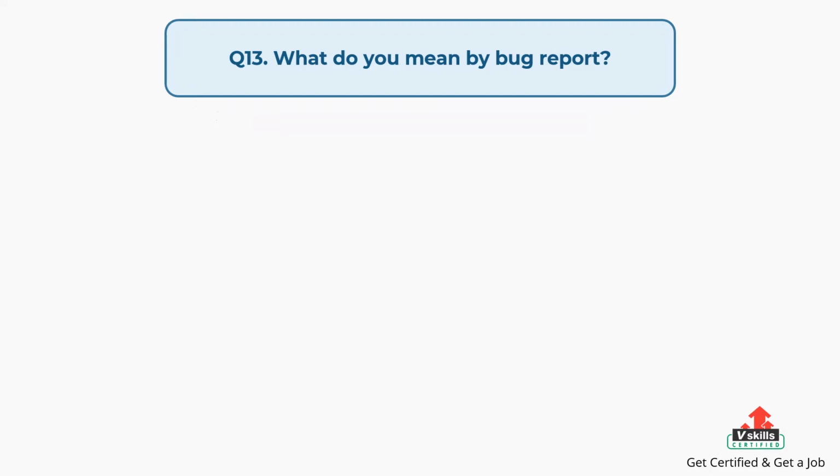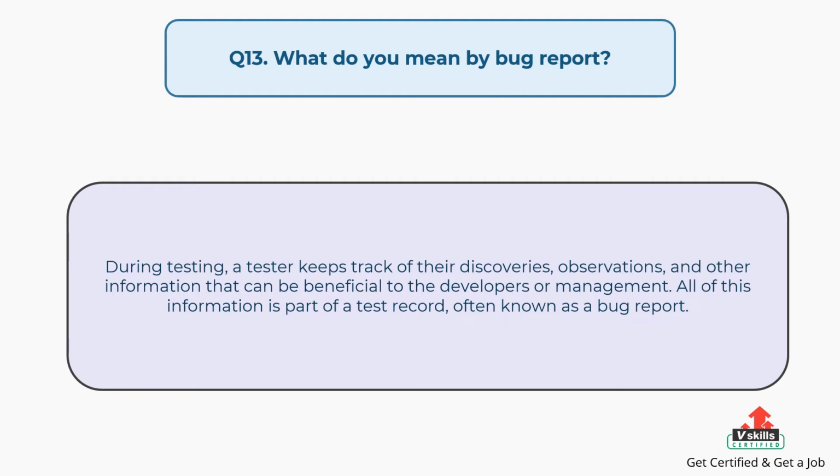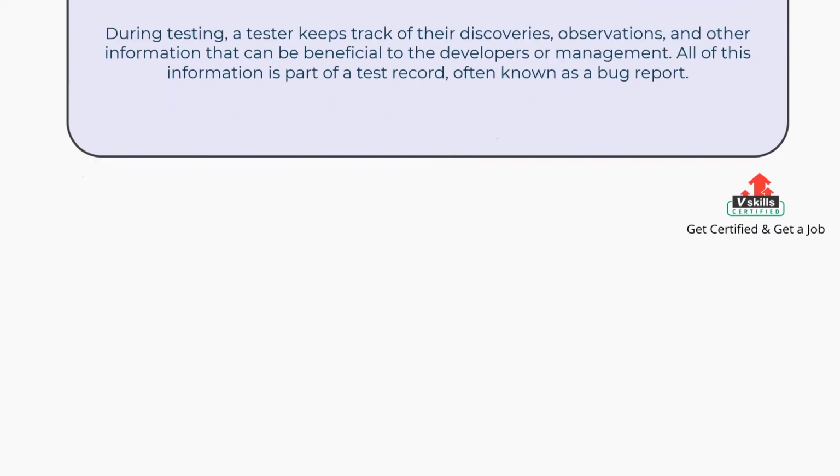Question number 13. What do you mean by bug report? The answer is: during testing, a tester keeps track of their discoveries, observations, and other information that can be beneficial to the developers or management. All of this information is part of a test record, often known as a bug report.